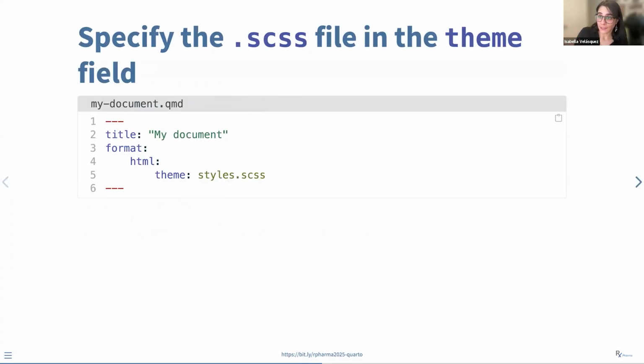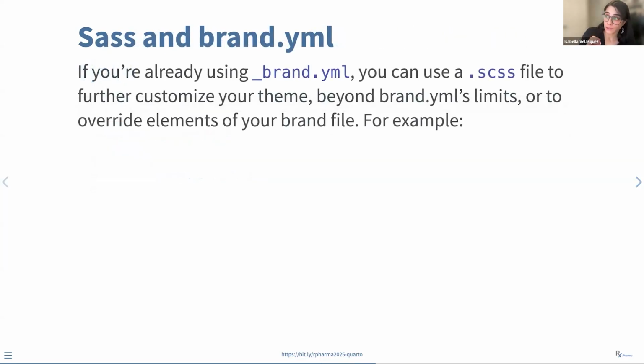If you just have a SAS file, like you aren't using brand YAML, you can specify it in your YAML header in your _quarto.yaml file or within individual documents like so. But you can also use it together with brand YAML. So if you're already using brand YAML, you can use SAS to further customize your theme.